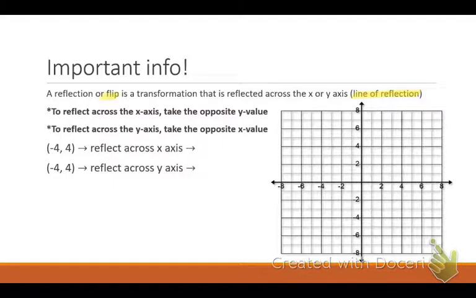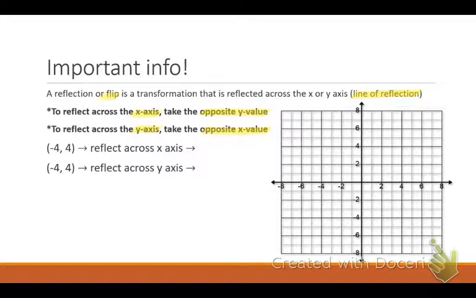All right, so here's my rule. To reflect across the x-axis, take the opposite y value. And we'll talk about that more in a minute. To reflect across the y-axis, take the opposite x value. All right, so that's something that you can memorize. If I want to reflect across x, I do the opposite of the y value. If I want to reflect across y, I do the opposite of the x value.